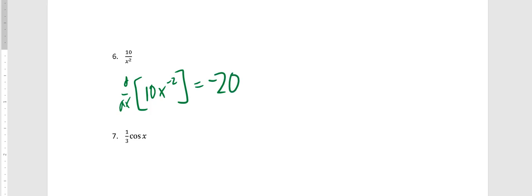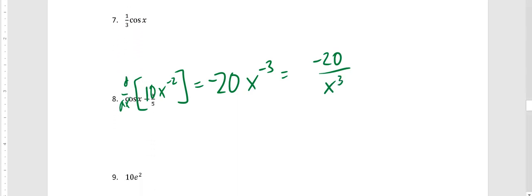Maybe that'll help. I did derivative, there we go, of 10x to the negative 2, 10 times negative 2, x to the 1 less than negative 2, and I end up with negative 20 over x cubed.